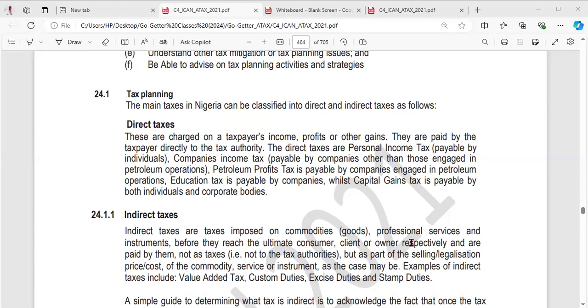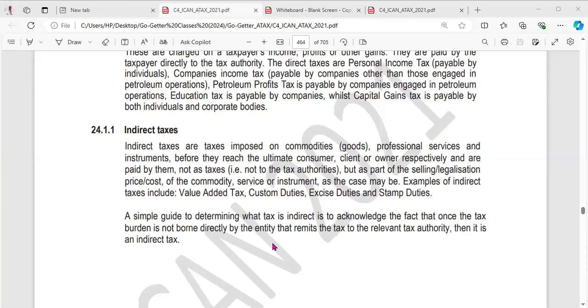So those are indirect taxes. A simple guide to determining what tax is indirect is to acknowledge the fact that once the tax burden is not borne directly by the entity that remits the tax to the tax authority, then it's an indirect tax. Like I said, with VAT, you are not the one bearing the VAT. You're only the one remitting on behalf of the person who suffered it. You're just an agent collecting from those people who are final consumers.